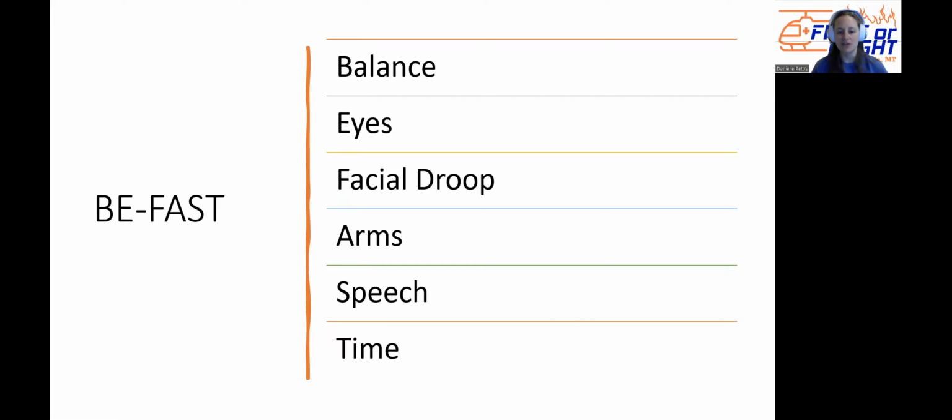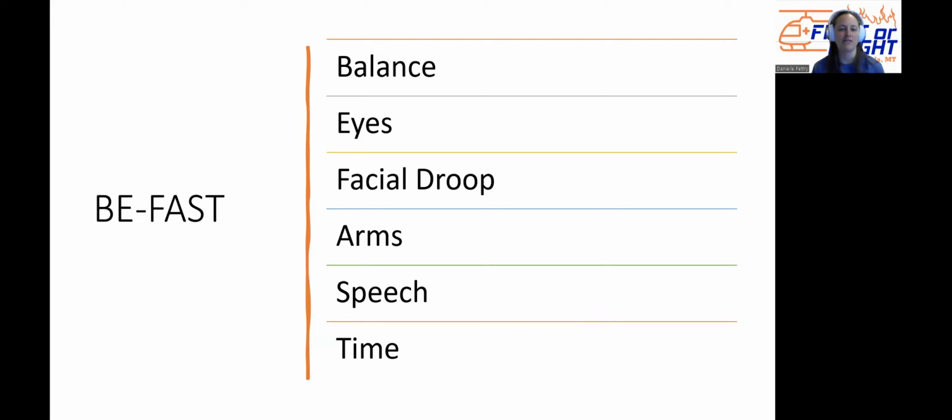F is for facial droop. As we said, you can ask them to smile or show their teeth or stick their tongue out, and you may see one side droop down or their tongue go to one side or the other. A stands for arms. The best way to check this one is ask them to close their eyes, raise their arms up in front of them with their palms up. And if one arm drifts back down or doesn't raise as high as the other arm, that would be another symptom of a stroke. And S stands for speech.